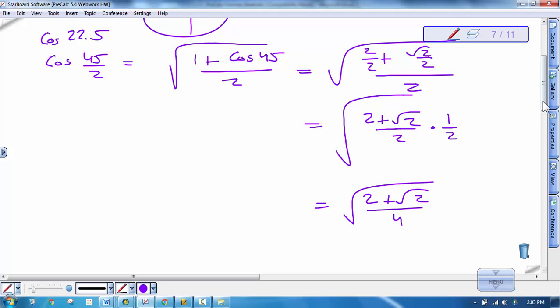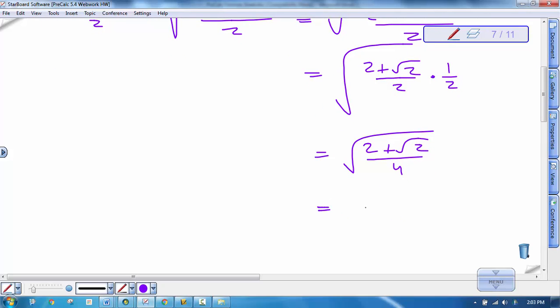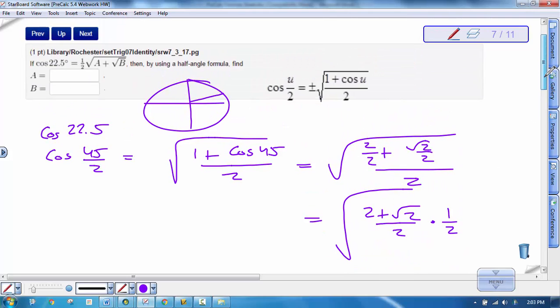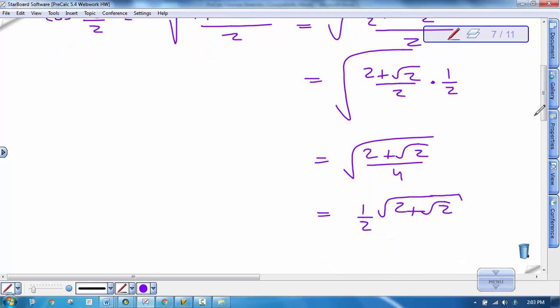Now I can simplify that a little bit more, because I can evaluate the square root of the bottom and make that 1/2 times the square root of 2 plus the square root of 2. So that's what they're looking for, because they want up here 1/2 times the square root of, and a would be 2 and b would be 2 as well.